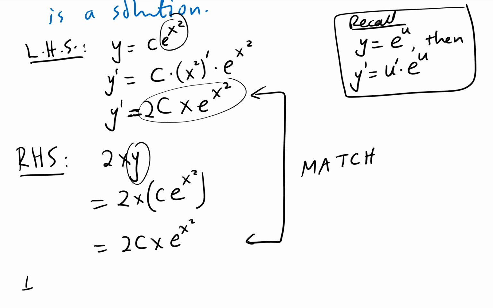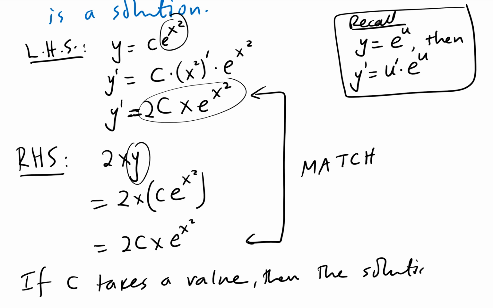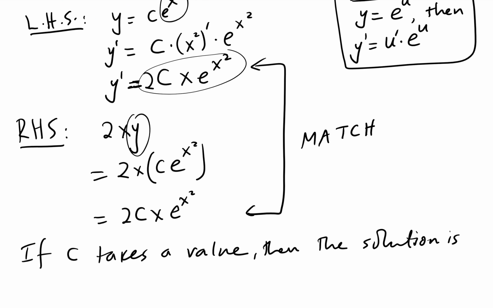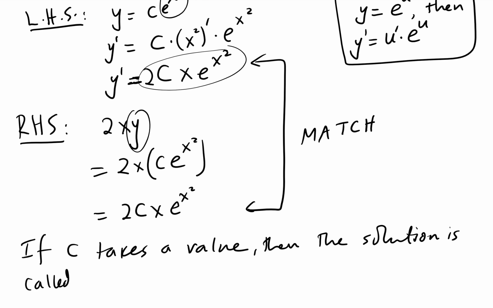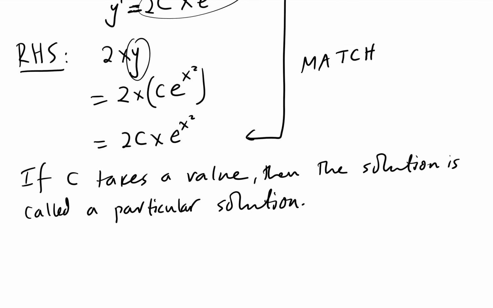Now, if c takes a value, like you were able to find that c is 2 or something, then the solution is called a particular solution.